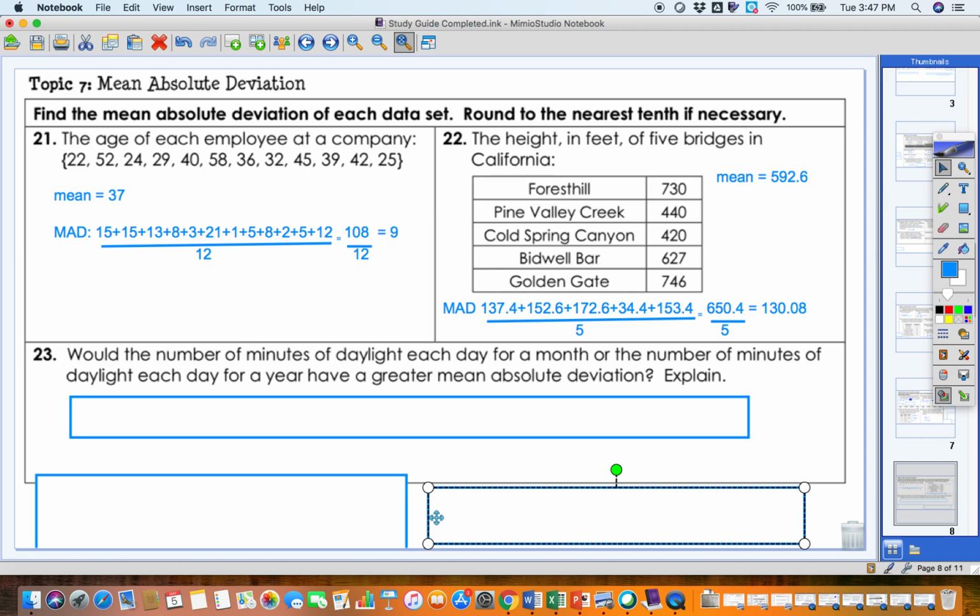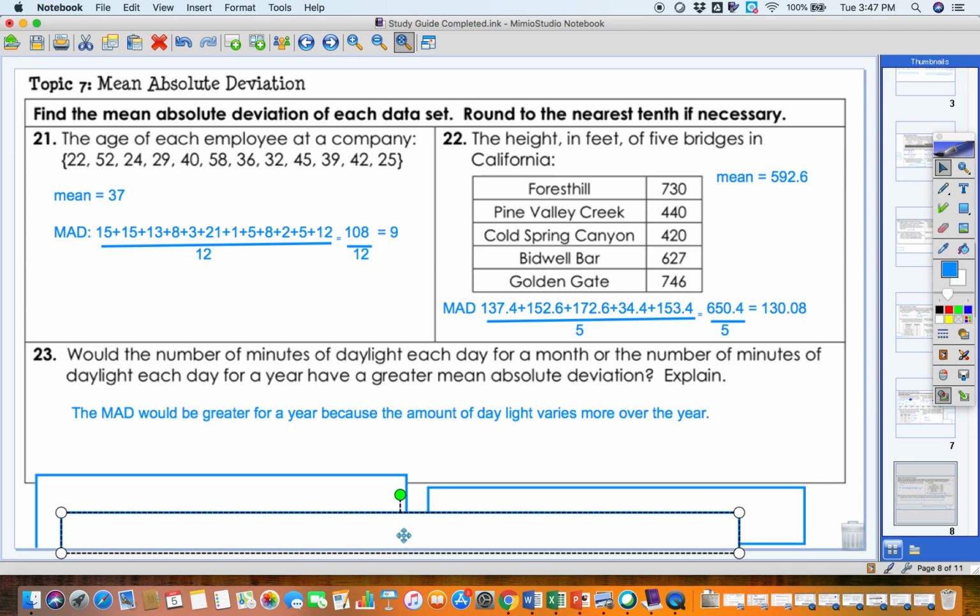So here, which would have less variation? Daylight time for a month or daylight time for a year? So the mean absolute deviation would be greater for a year because the amount of daylight varies more over the year. For example, in the summertime, it stays daylight for a longer time at night, whereas maybe in the wintertime, it gets dark really early. So the mean absolute deviation or the variance would be greater for a year.